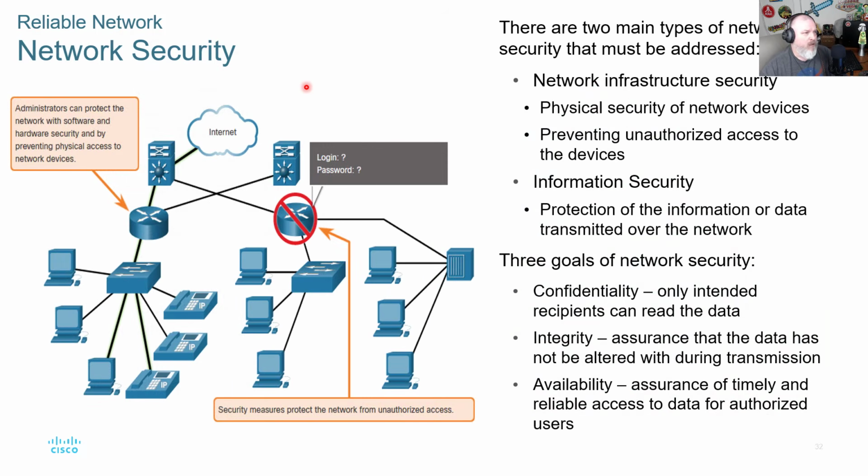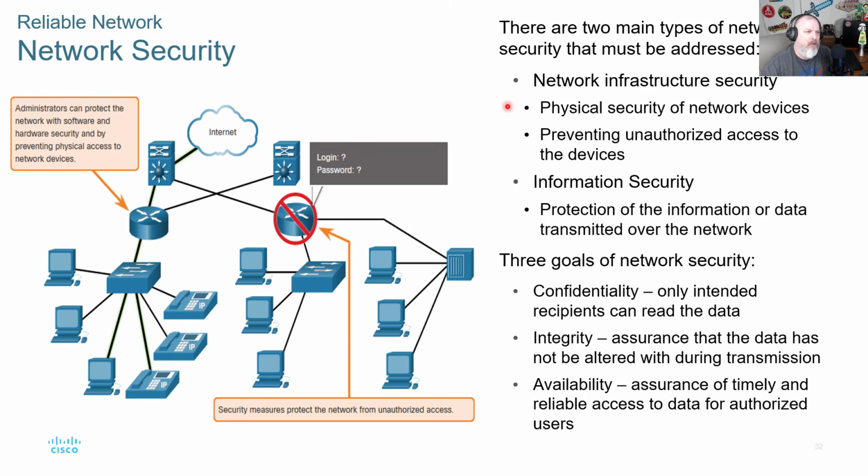And then we have network security. You need to have security on your network because if somebody breaks into it, they can get your information, they can shut things down. You're not going to have a good time if you don't have good network security. So network security includes physical security.